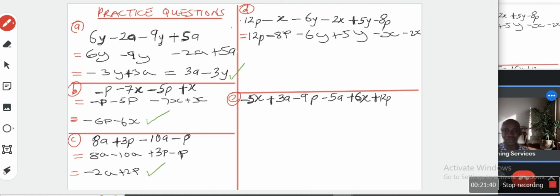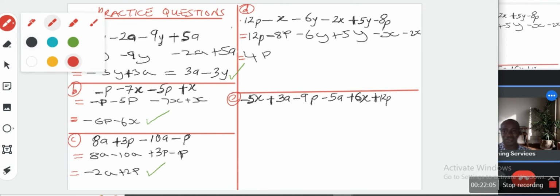Let's go. Okay, then you do 12 and 12. Okay, that's correct. 12P minus 8P gives 4P. That's for P. We have P correct. Let's go to the other one.